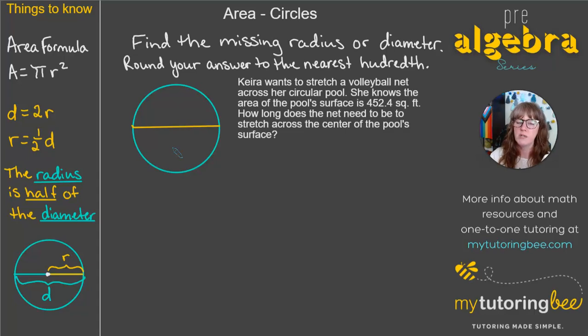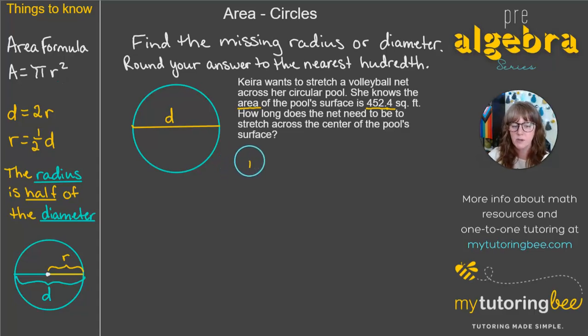So what are we trying to find here? We are given the area of 452.4 square feet, and we're trying to find how long the net needs to be. So this is a diameter, right? If we're going all the way across the pool, all the way across the circle, that's a diameter. However, our area formula only works with a radius. So we're going to have kind of multiple steps here. First, we're going to have to figure out what the radius is, and then we're going to take that radius to figure out what the diameter is.